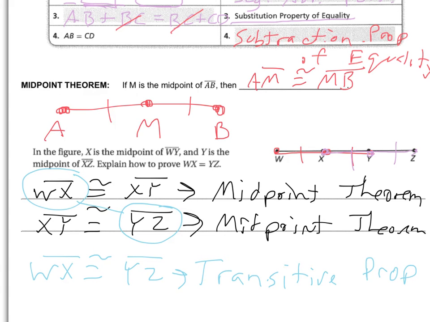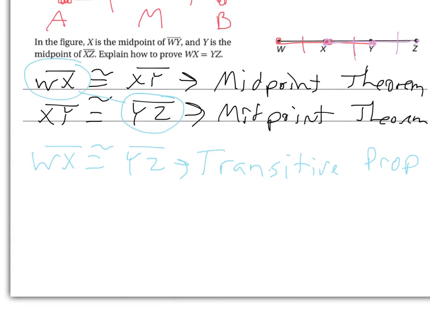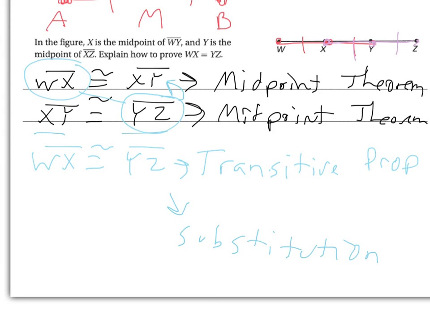Now, another thing we could have said, we could have gone ahead and said that the same thing could be proven with substitution. So we could have used two reasons for the same thing, because if XY equals YZ, we could have substituted XY here with YZ and had the same statement.